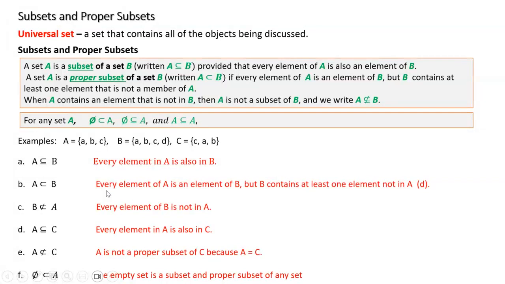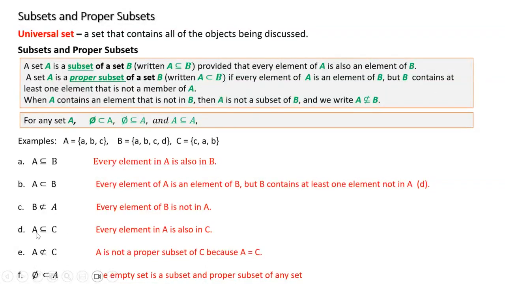That's a definition. Every element of A is an element of B, but B contains at least one element not in A, which is D. Look at C. It says a set B is not a proper subset of A. This is true, right? Because every element in B is not in A, right? Because of this missing. And again, every element of B is not in A, which is true.